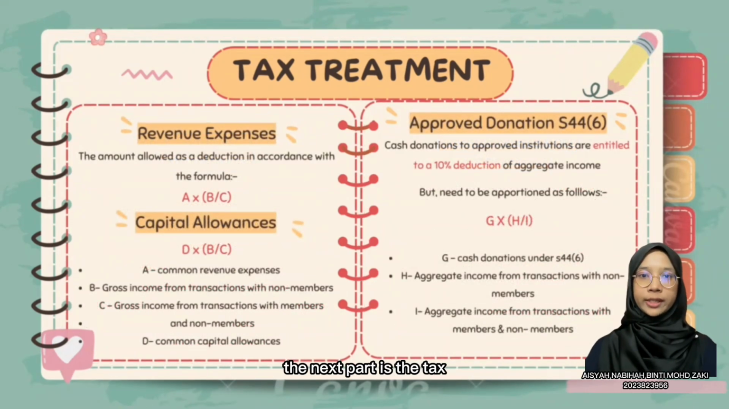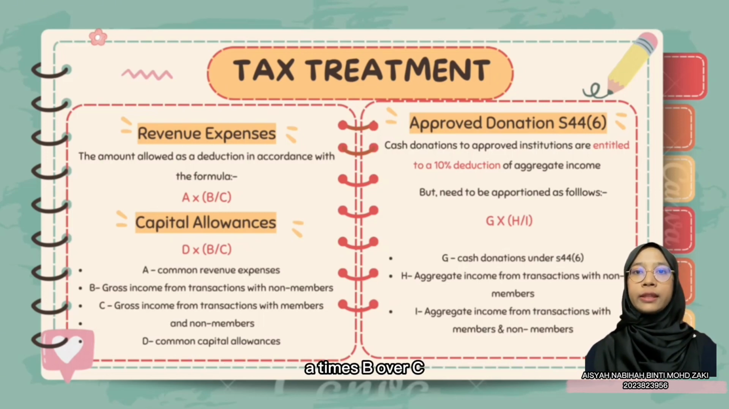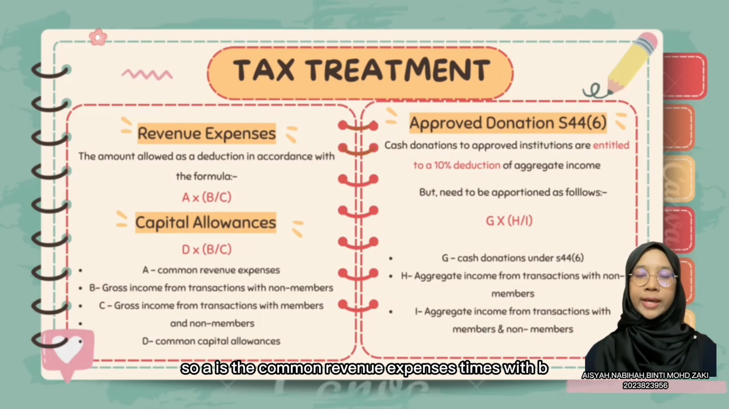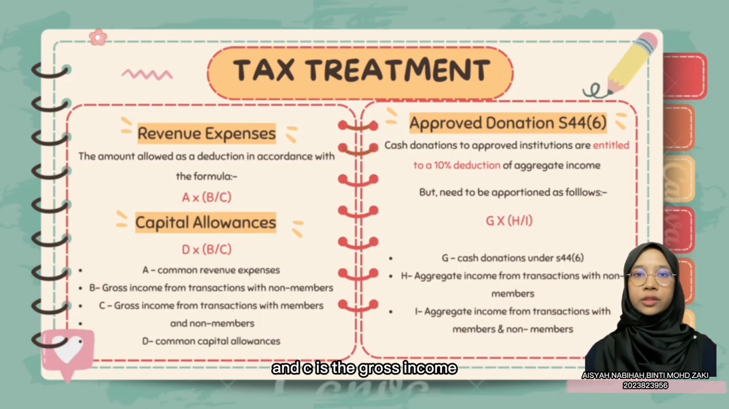The next part is the tax treatment of the revenue expenses. The amount allowed as a revenue expenses deduction is in accordance with the formula A times B over C. A is the common revenue expenses, B is the gross income from transactions with non-members, and C is the gross income from the transactions of members and non-members.